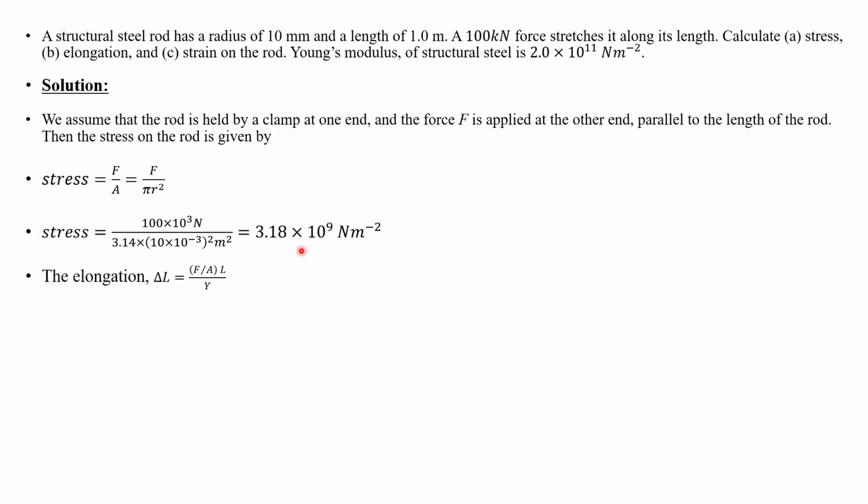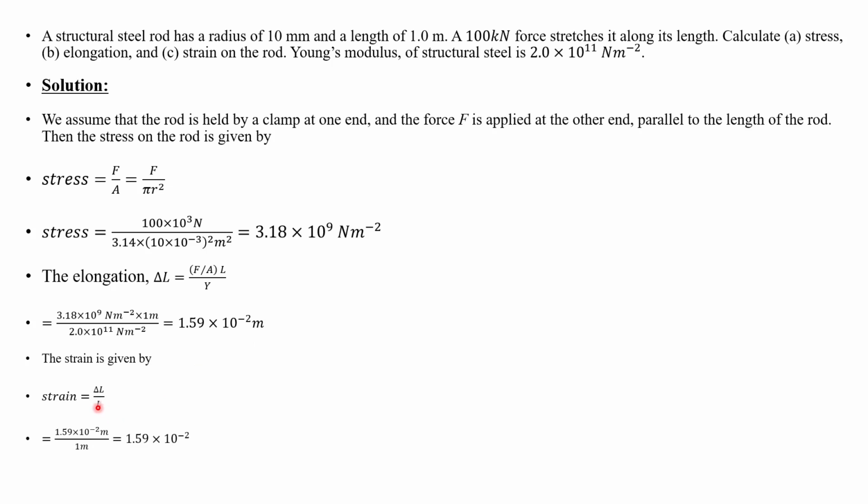The elongation, the change in length, would be from the following Young modulus formula. And by putting the values, we will get the elongation or the change in length 1.59 into 10 raised to the power minus 2 meter. The strain is given by change in length over original length. And by putting the value, we will get the strain as 1.59 multiplied by 10 raised to the power minus 2 meter over 1 meter. And we will have the following value of strain.